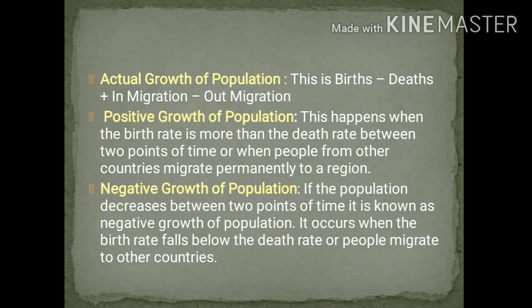If the population decreases between 2 points of time, it is called negative growth of population. It occurs when the birth rate falls below the death rate or people migrate to other countries. So negative growth of population can occur if the death rate is more than the birth rate, if the birth rate is less, and if out-migration is more. Because of that situation, there will be negative growth of population. So these are the various concepts related to growth: growth rate, natural growth of population, actual growth of population, positive growth of population and negative growth of population.